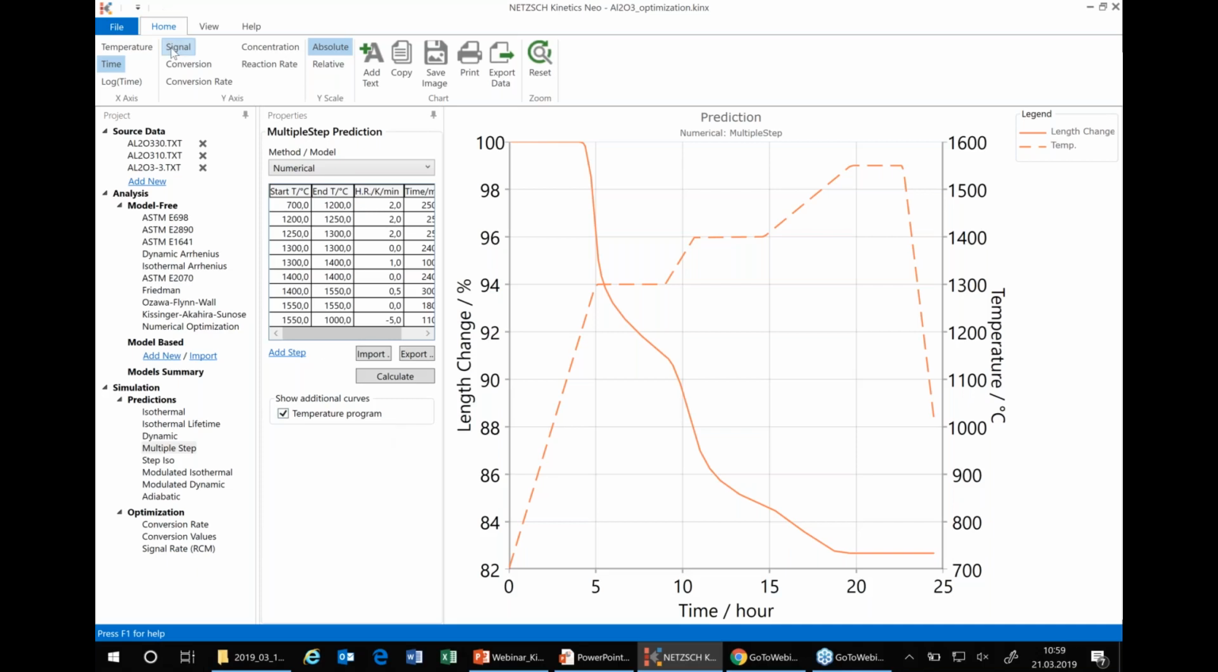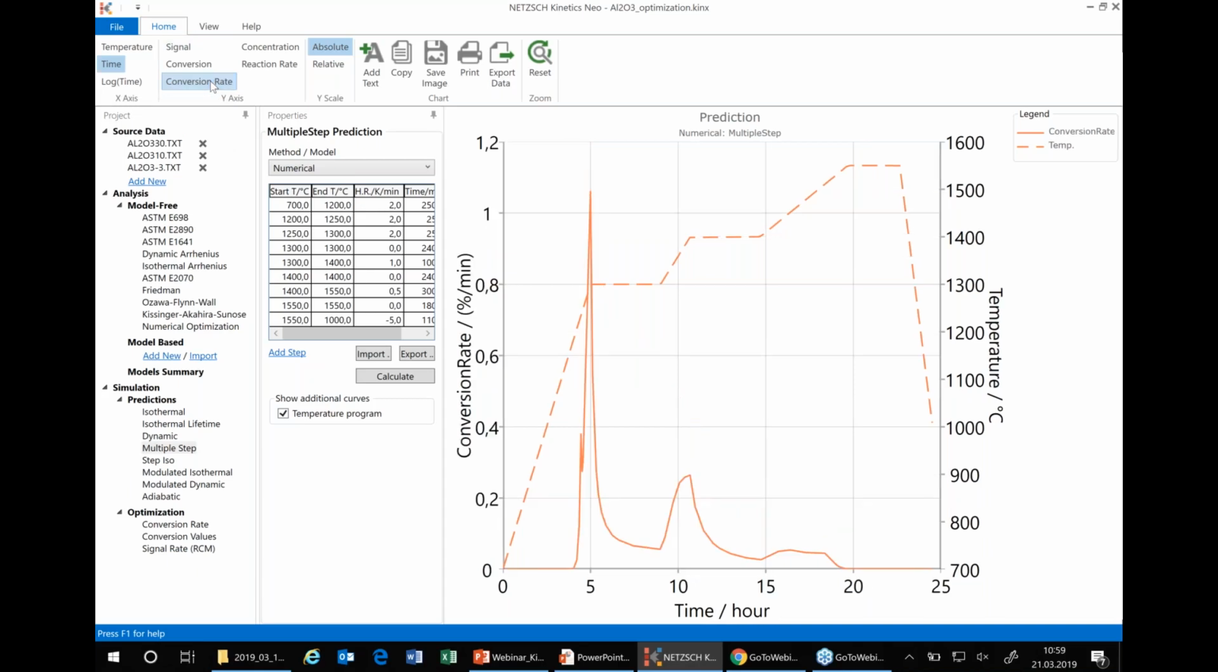How to do this? We will switch from length change to length change rate in order to see where we have a critical point. The critical point is at 5 hours. After 5 hours from the beginning, here we have a shrinkage rate of about 1% per minute. And exactly here we lose the quality of the material, and exactly here we can get some mechanical stresses and some cracks.